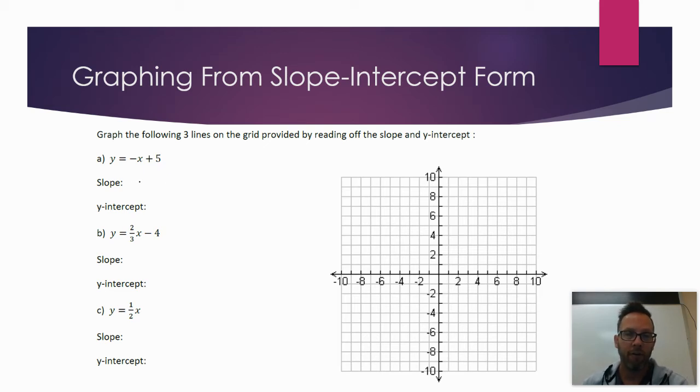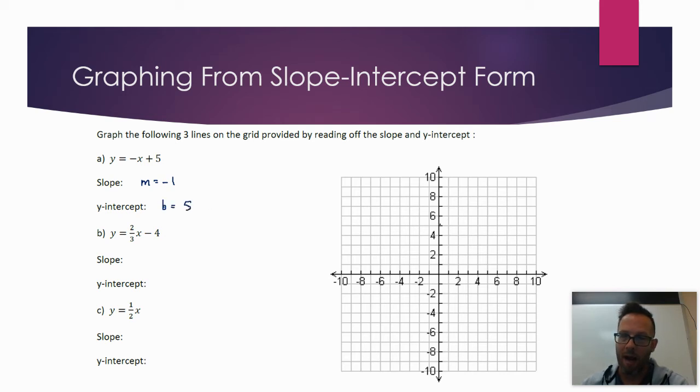So what's the slope of this first line? So -x, what number is assumed to be there? It's -1. We just don't usually write the -1. It's just -x, we understand that that number is -1. So the slope is -1. If you just wrote down -1, that's okay. I'll write m equals -1. And my y-intercept is 5.